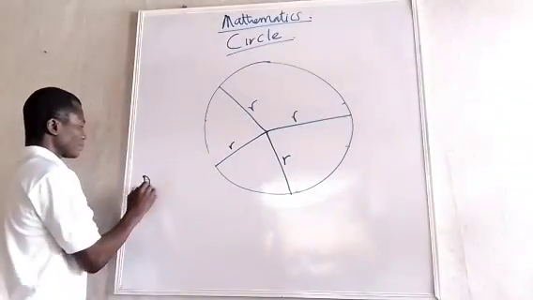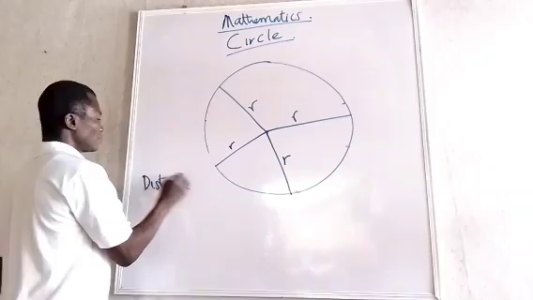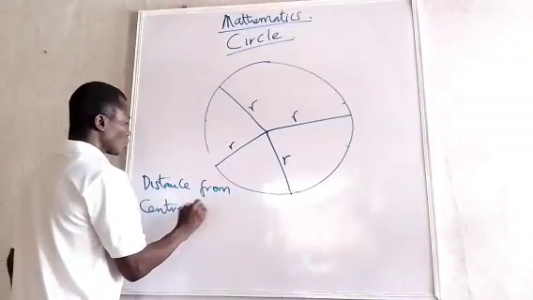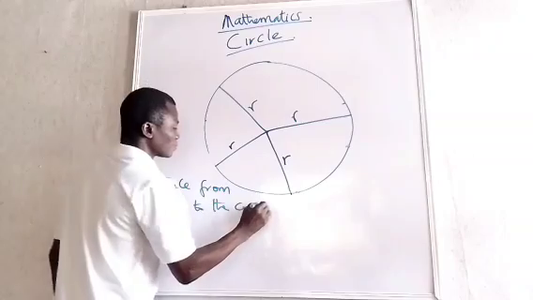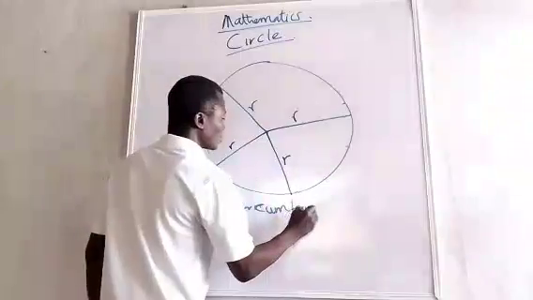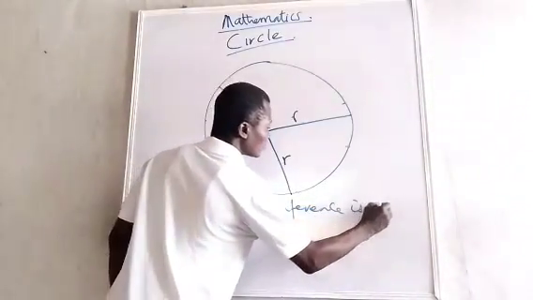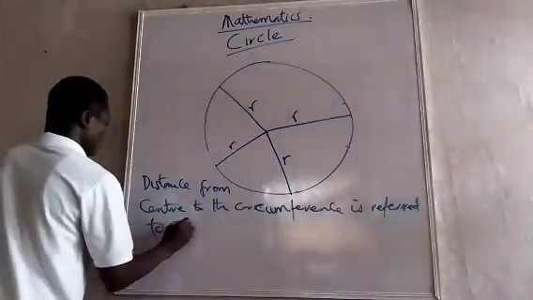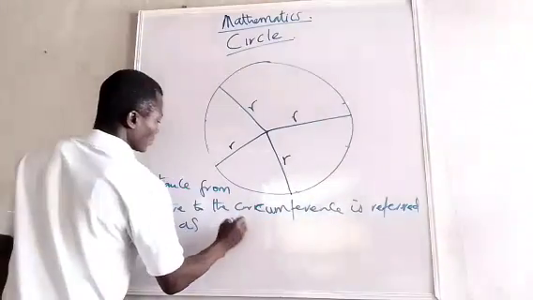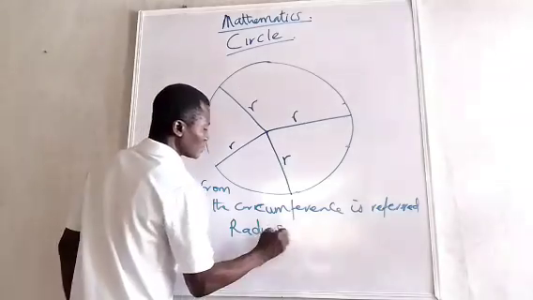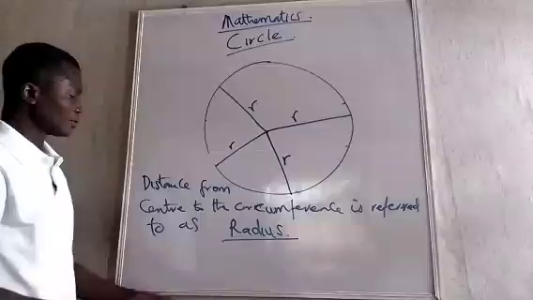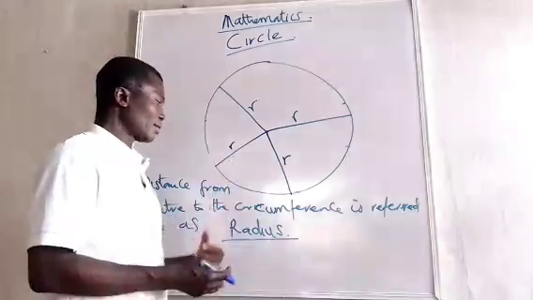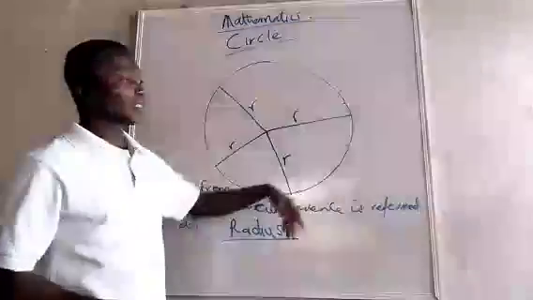So the distance from the center to the circumference is referred to as radius. This is the most important thing to know in circle. Once you know radius, you can do so many other measurements in the circle or on the circumference.